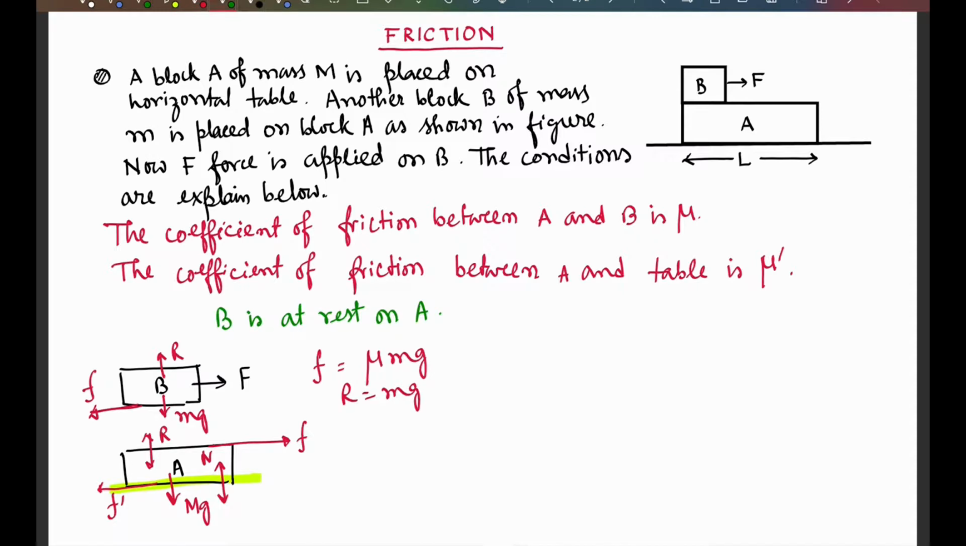For block A, R plus Mg is equal to N, because if we consider the forces acting on A only, the reaction force is applied by B on A in this direction and the reaction force is applied by the table on A in this direction. Therefore, R plus Mg is equal to N. Therefore, N is equal to (M plus m) into g. So the frictional force f prime is mu prime into N, so mu prime into (M plus m) g.